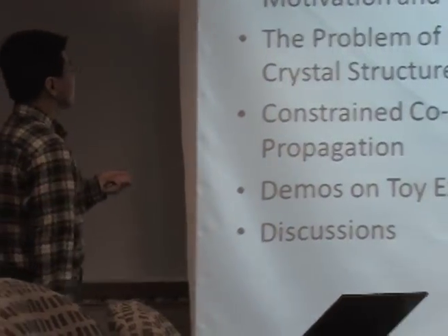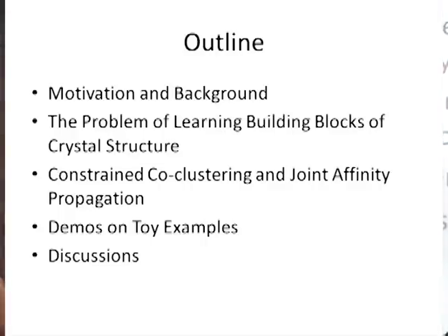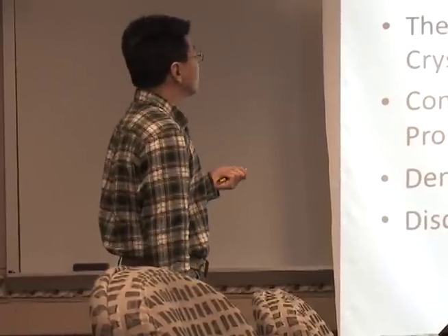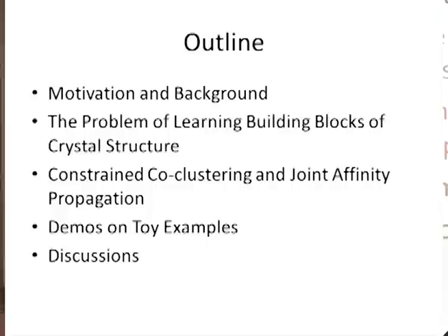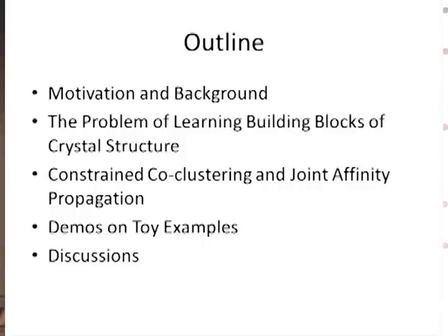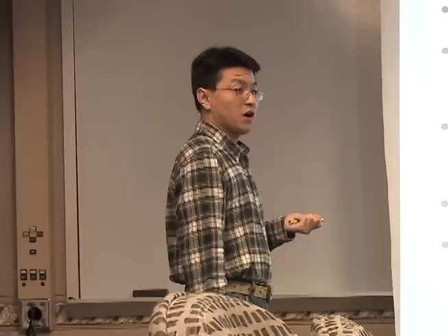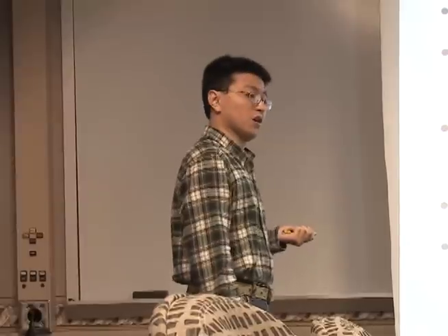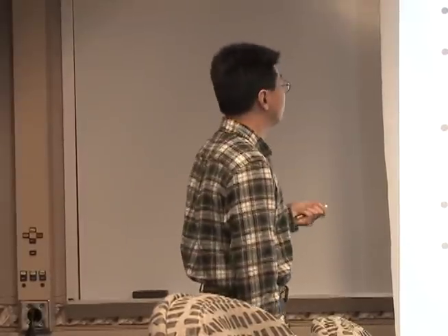First I'll go through the motivation and background of studying crystal structure, and then we'll pose the problem. What do we mean by learning building blocks of crystal structure? And then how we are currently formulating this problem as a constraint co-clustering mathematical problem, and how we're going to solve it using a technique called joint affinity propagation. I'm going to explain this later, and we'll show some demos on toy examples, and we'll discuss what are the questions we need to solve along this line.